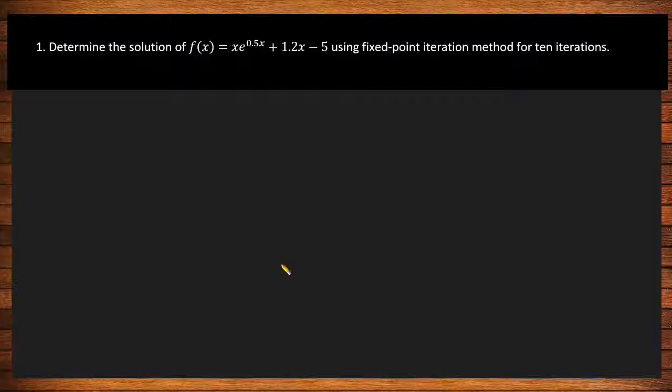Determine the solution of f of x equal to x times e raised to 0.5 of x plus 1.2x minus 5 using fixed point iteration method for 10 iterations. So again, first thing that we need to do is we need to rewrite the given function into the form x equal to g of x. Now, take note that for a given equation f of x equal to 0, the iteration function is not unique since it is possible to change the equation into the form x equal to g of x in different ways. This means that several iteration functions can be written for the same equation.